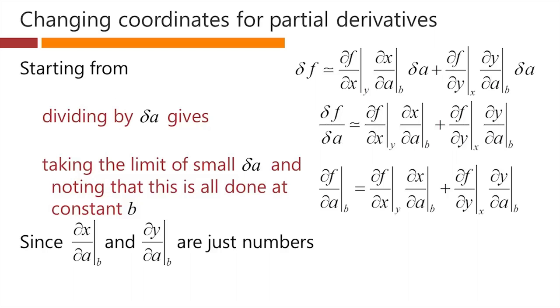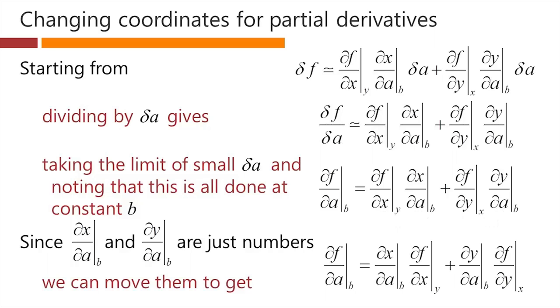Now, since partial dx by dA at constant b for some specific value of b is just a number, and similarly this is just a number, we can move these around here, and what we're going to do is swap the order of these two, to get just another way of writing the same thing as up here, but you'll see why we're doing that in just a minute. So I've just swapped the order of these.